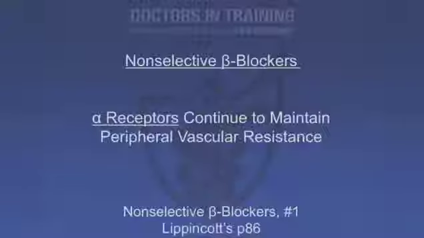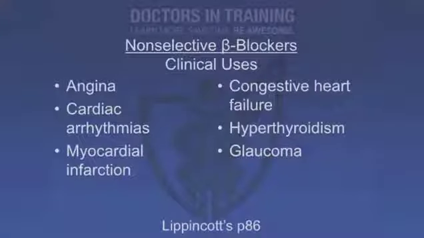Now, all the beta blockers lower blood pressure, but there's not very much postural hypotension because the alpha adrenergic receptors are still functional. And now what do the alphas mostly do? So the alphas maintain your peripheral resistance. So you'll still have that normal sympathetic tone and you'll still have that maintained peripheral vasculature. So in general, you're going to treat a lot of things with beta blockers: angina, cardiac arrhythmias, myocardial infarctions, congestive heart failure, hyperthyroidism, and glaucoma.